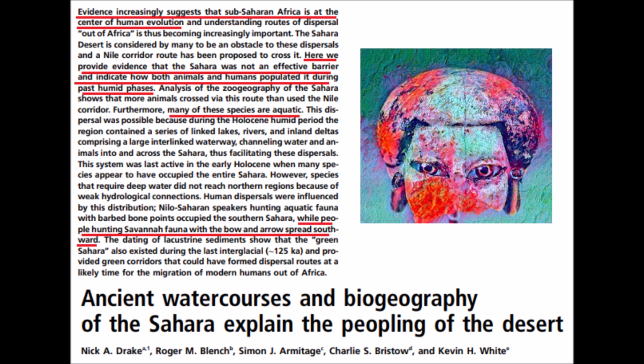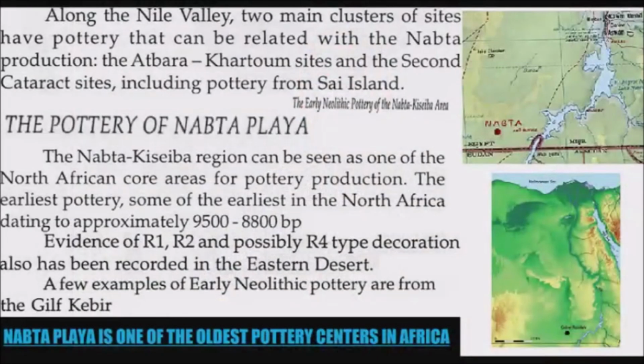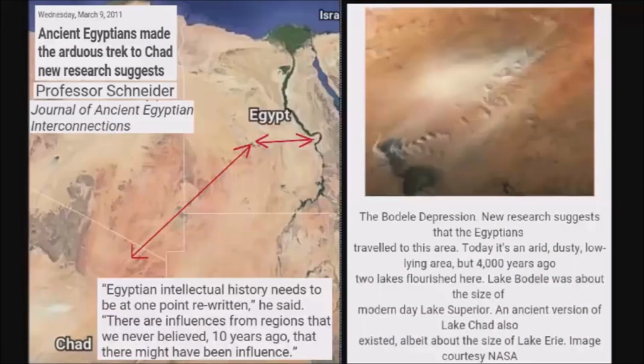It was about 9,500, 10,000 years before present that we start seeing some of the earliest pottery in North Africa, and it is found in the Nile Valley. A few examples of this pottery is from the Gilf Kabir, which is a name we need to remember. It's in the corner of Egypt, the southwest corner.